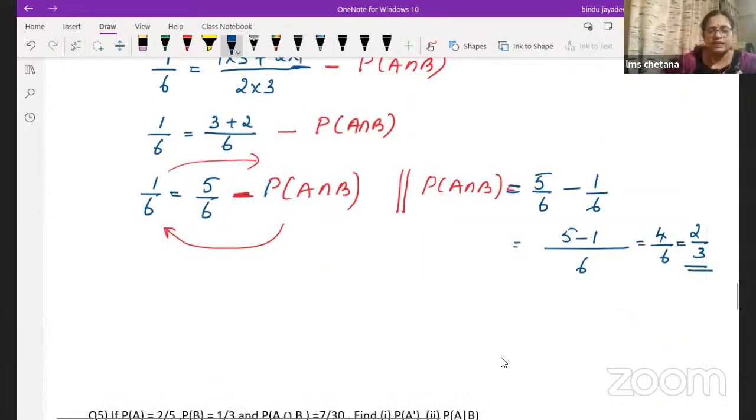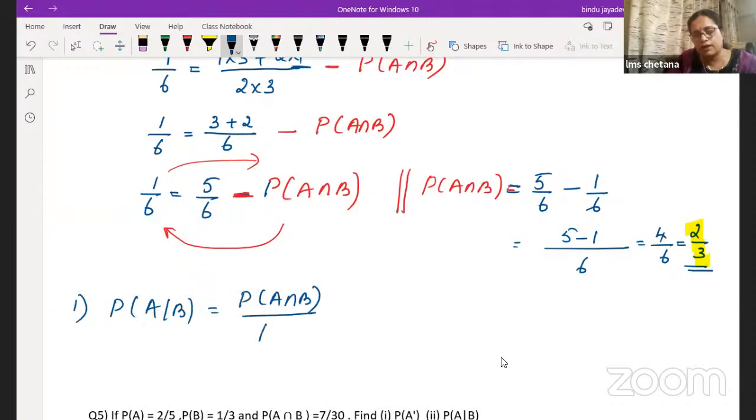Next part, for the second step. What is your question? In both questions we need to find the probability of A intersection B. We got it as 2 upon 3, right? Now we are going to find question number 1: probability of A given B. That is probability of A intersection B divided by probability of B. Therefore, what is your answer? Probability of A intersection B is 2 upon 3 divided by probability of B, which is 1 upon 3, right?